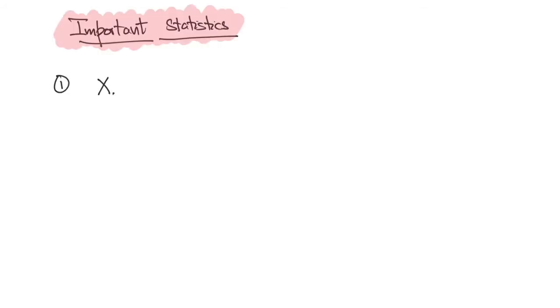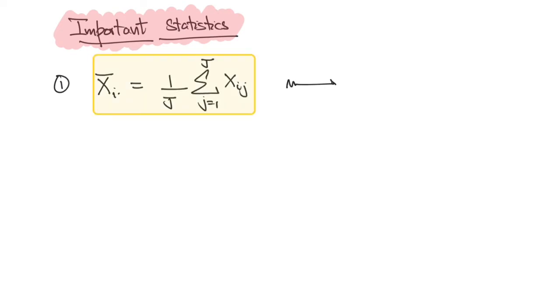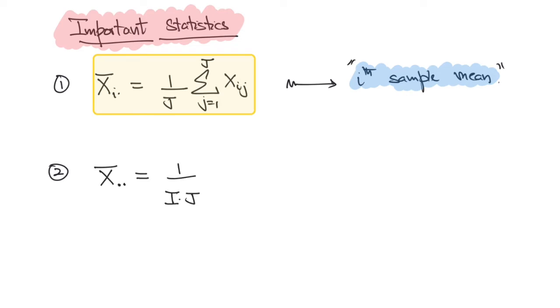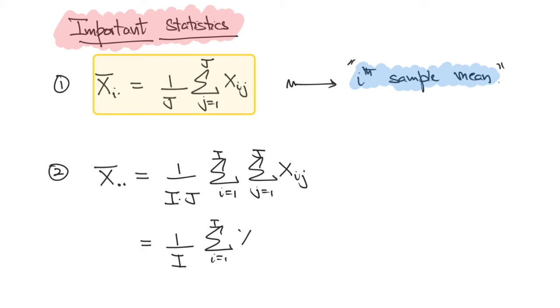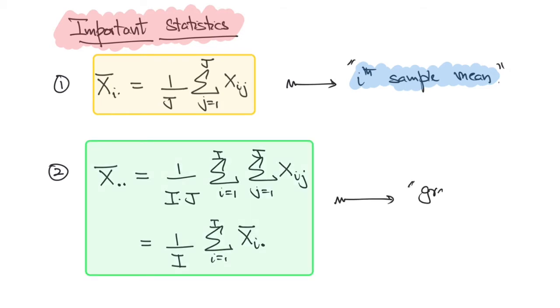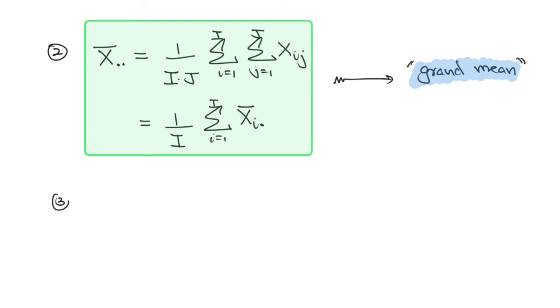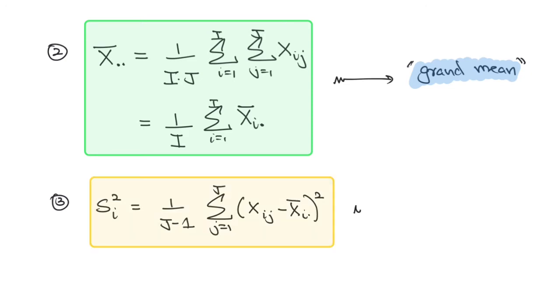We will recall some of the important statistics associated to the setup. X bar i dot is the ith sample mean. This is the mean of all the responses in the ith sample. X bar double dot is the mean of the ith sample means. We call this the grand mean. The statistic capital Si squared is the sample variance of the ith sample. So we call it the ith sample variance.